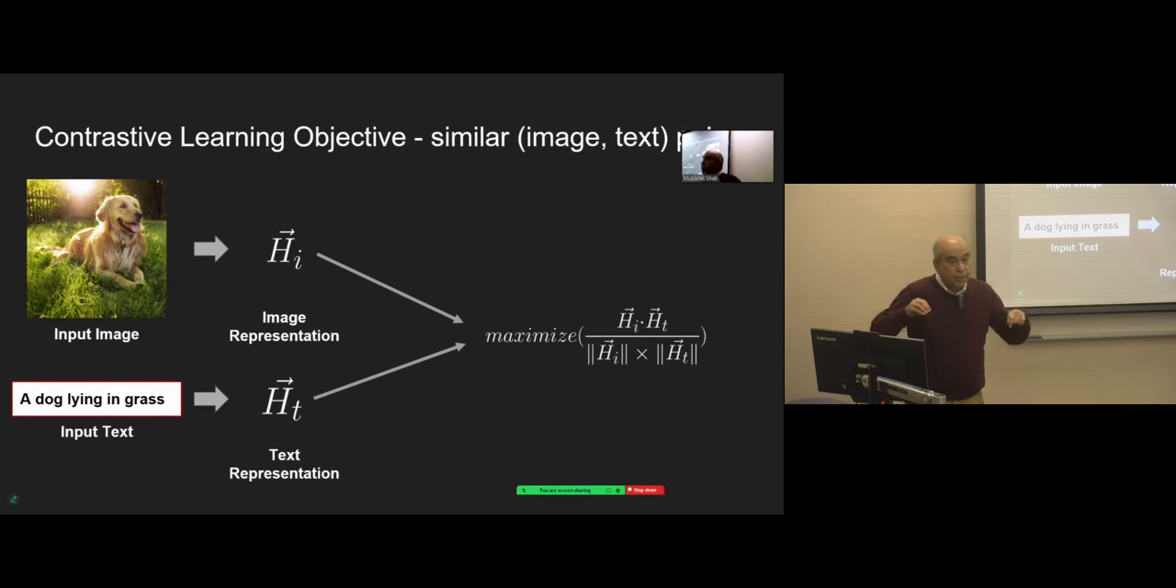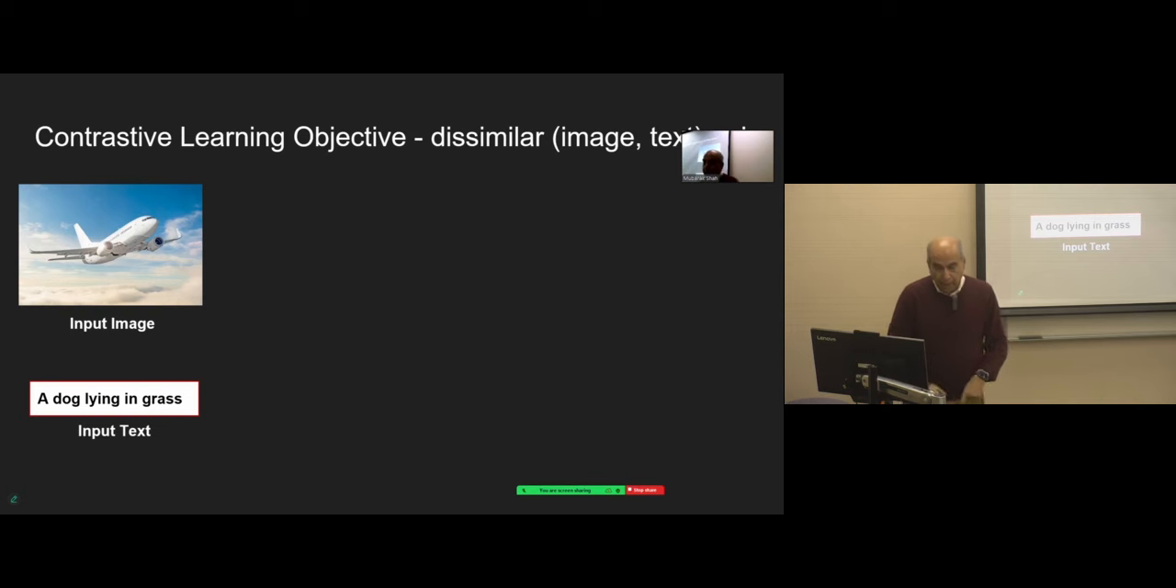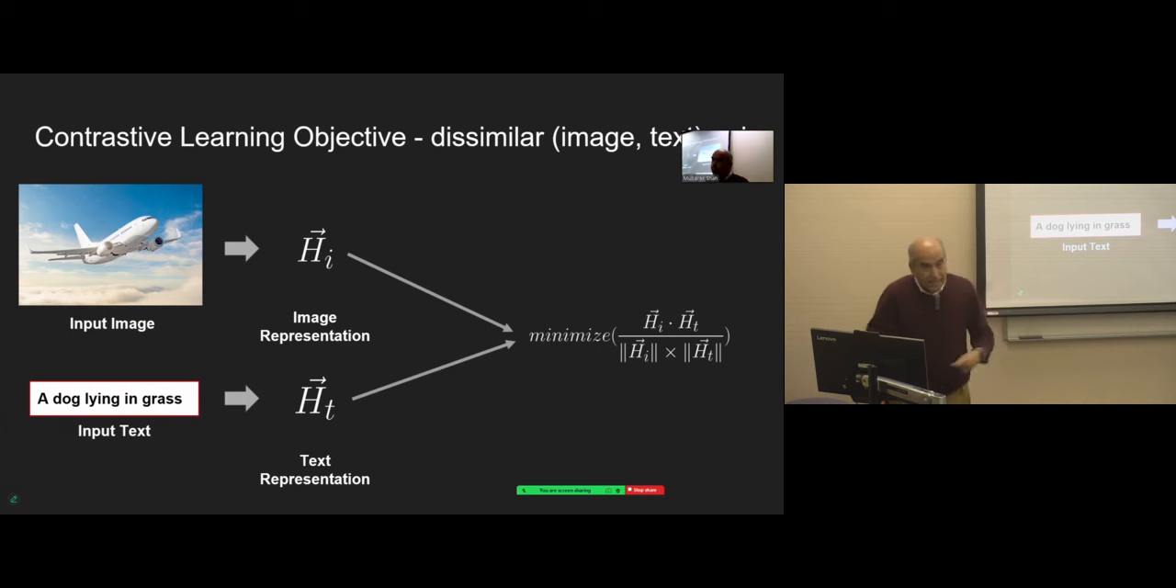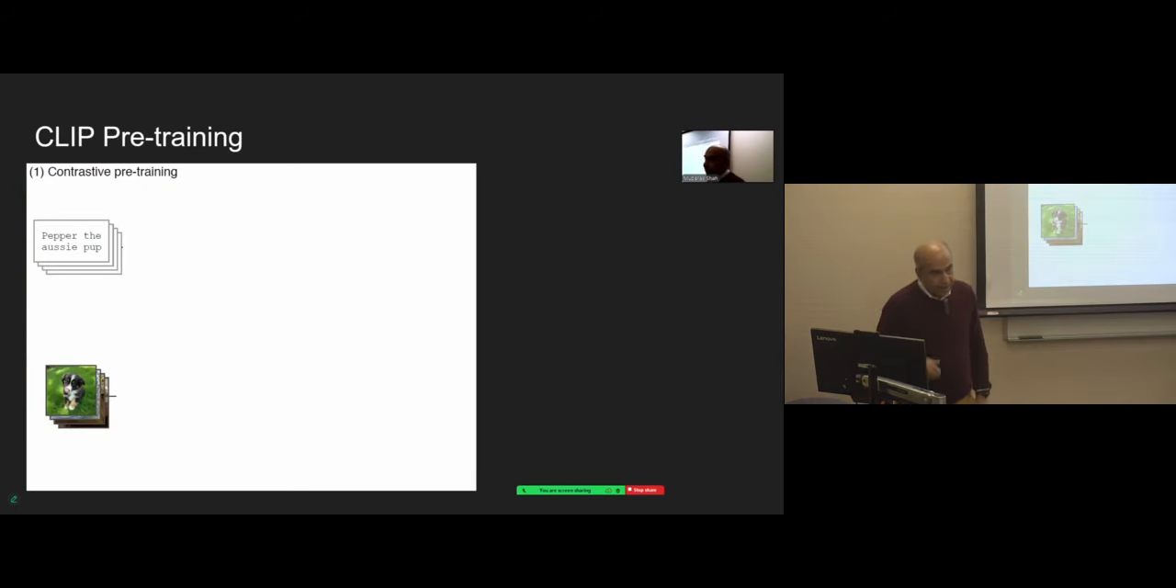Whenever you want to learn, you have to have an objective function. You have to have criteria for how you want to learn. And it's pretty intuitive. Okay, so now look at a negative pair. We have an image of an airplane, but the caption is the same, "dog lying in grass." It's a negative pair. So we want to take these two representations and minimize the similarity between them. Again, the dot product, but we want to minimize. So that's the idea. That's called contrastive learning, and you will hear this a lot.